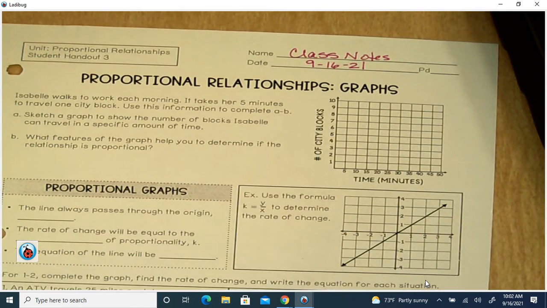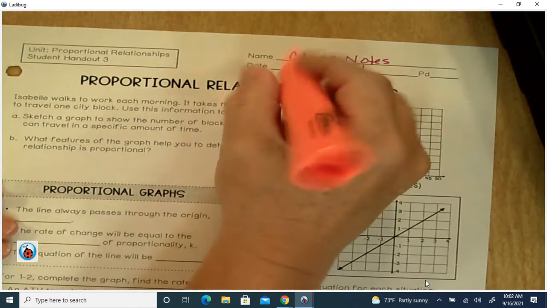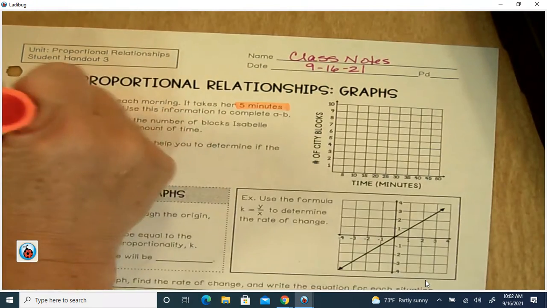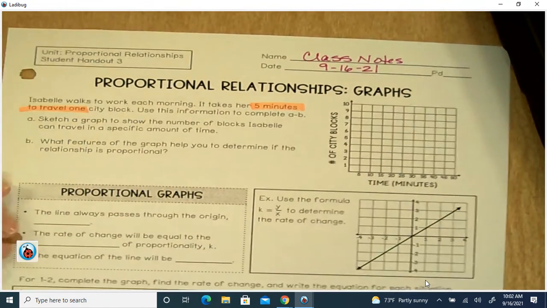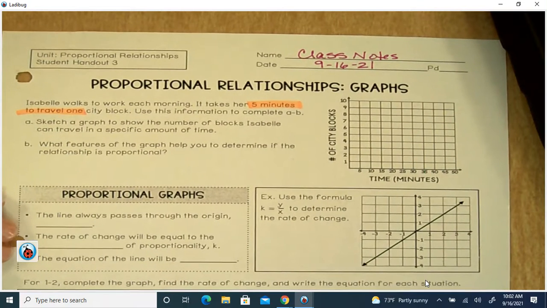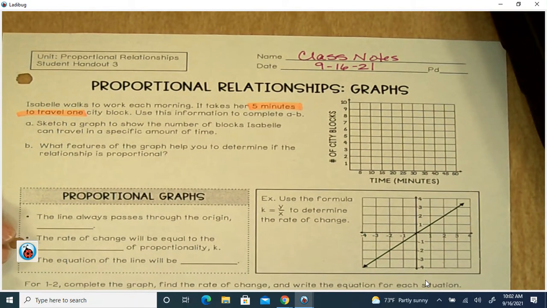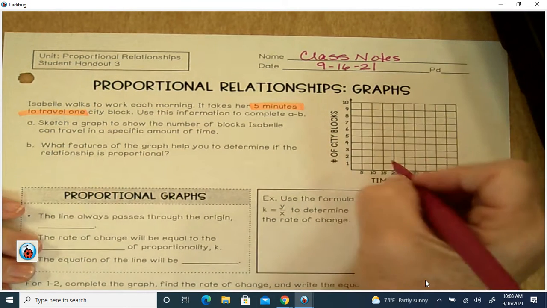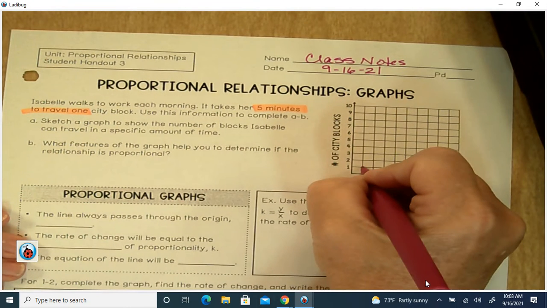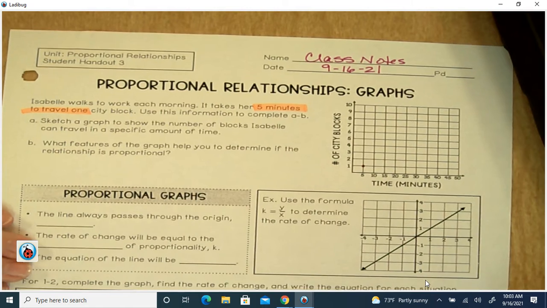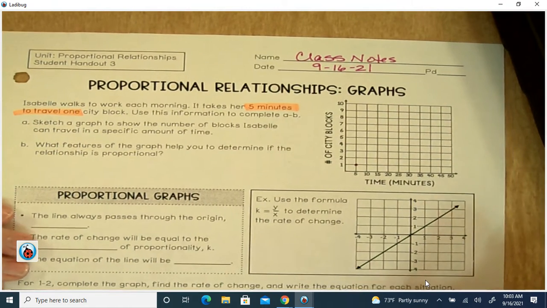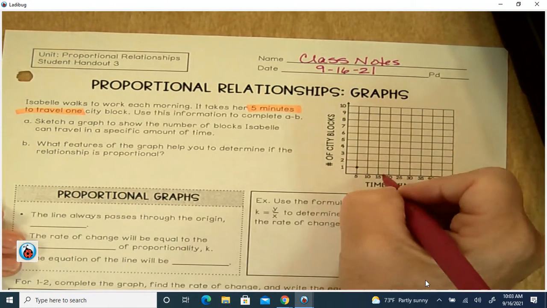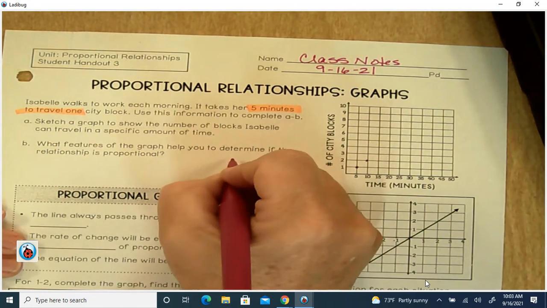Isabella walks to work each morning. It takes her 5 minutes to travel 1 city block. Sketch a graph to show the number of blocks Isabella can travel in a specific time. What's the unit rate for this graph? 5 minutes. So in a 5-minute time, she walked 1 block, right? In 10 minutes, she would walk how many? 2. All right, so let's do that.